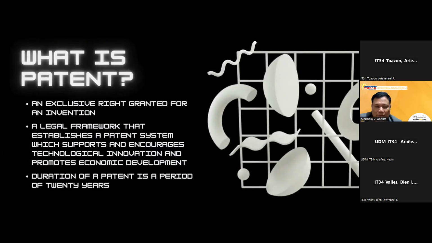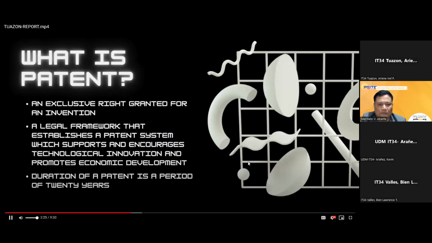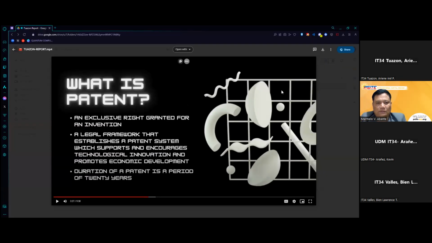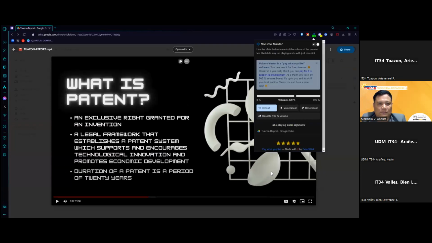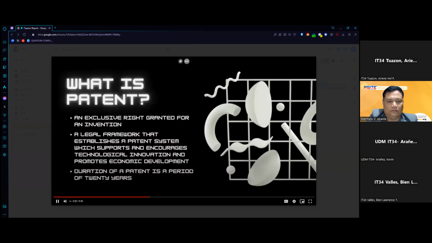What is a patent? A patent is an exclusive right granted for an invention, which is a product or a process that provides a new way of doing something or offers a new technical solution to a problem. The World Intellectual Property Organization states that the law of patents is a legal framework that establishes a patent system which supports and encourages technological innovation and promotes economic development.